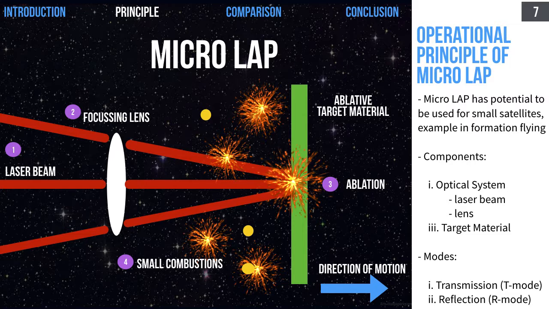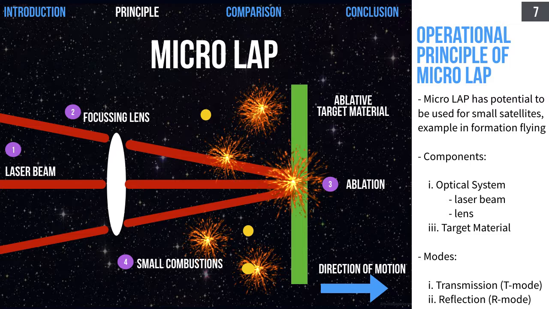Let me explain now the basic operational principle of micro LEP. Why do we choose micro LEP? Because micro LEP has potential to be used for small satellites, for example formation flying. So there are basically 2 main components of micro LEP. First is the optical system, which consists of the laser beam source and the lens, and second is the target material.